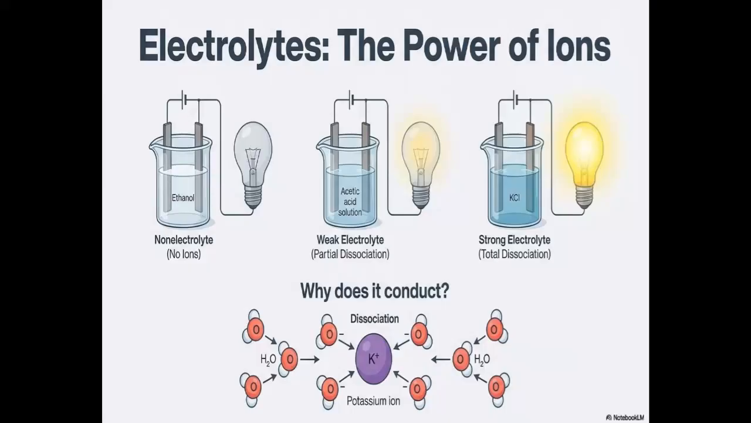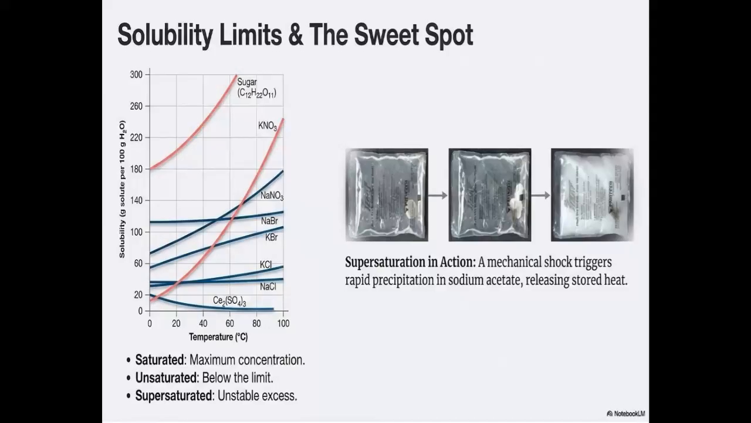We briefly went over electrolytes that have to do with ions in solutions. The more ions, the stronger the electrolyte is, the more it conducts electricity. We talked about solubility curves a little bit. Under the curve, unsaturated. On the curve, saturated. Above the curve, supersaturated.